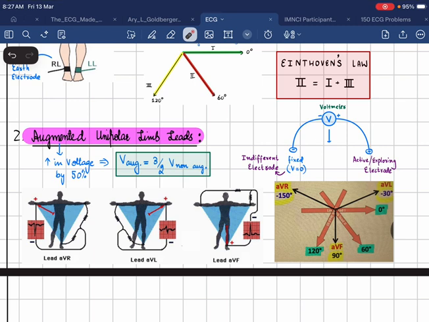How these are placed is, we basically have two electrodes here. One is the indifferent electrode, that is the fixed electrode, which has a potential of 0. And then we have the active or exploring electrode. If the active or exploring electrode is placed on the right arm, we get the AVR lead. If it's placed on the left arm, it is AVL. And if it's placed on the left leg, it is AVF. So these AVL, AVR and AVF are aligned at an angle of -30, -150 and 90 degrees to lead 1.